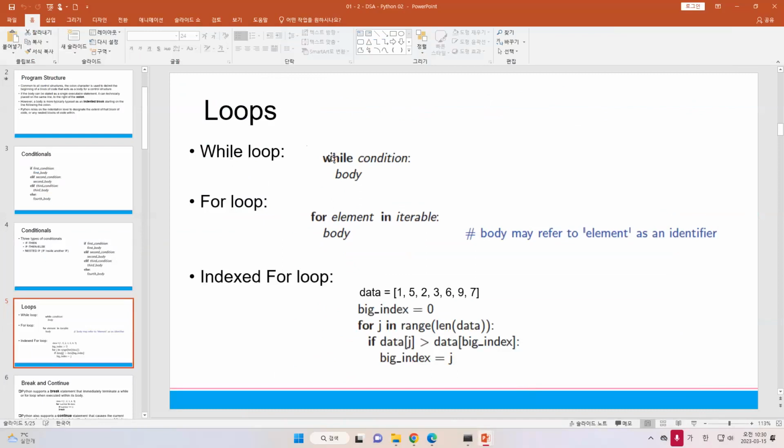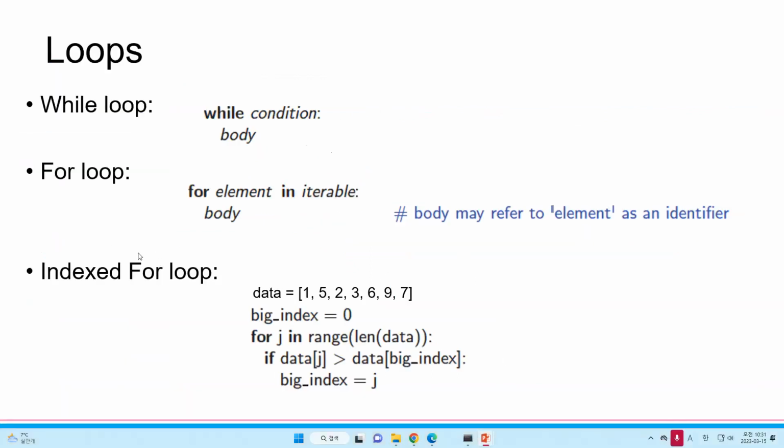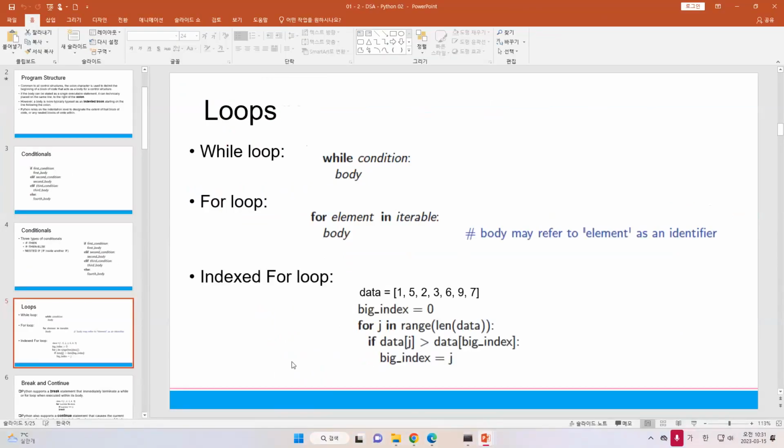So the while loop is, we have the condition. If the condition is true, then we will execute the body. For a for loop, for any element in an iterable, iterable means something that you want to iterate, you can use a list, or there will be another function. We will check later. So we can have the index for the loop. For example, like this one. Okay, let me follow this.